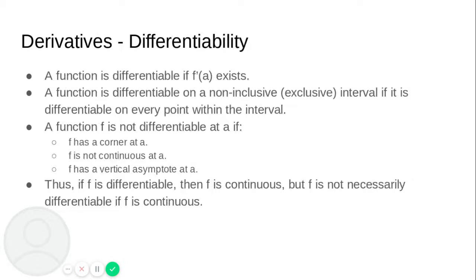So you can see this in a graph. F is not continuous in any way at a, which means that the right-hand limit and the left-hand limit do not equal the f of a, and f has a vertical asymptote at a. So if f is differentiable, then f must be continuous, but f is not necessarily differentiable if f is continuous. So those don't go sort of back and forth. It's only one way.